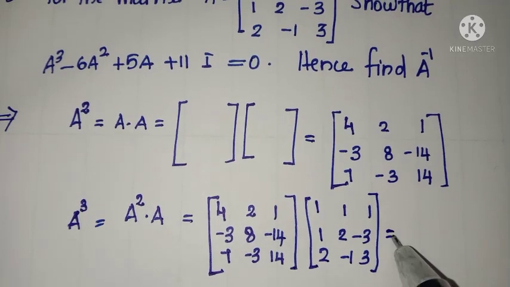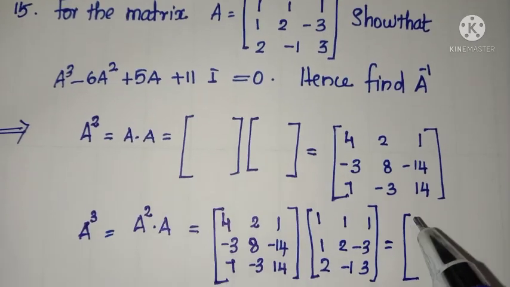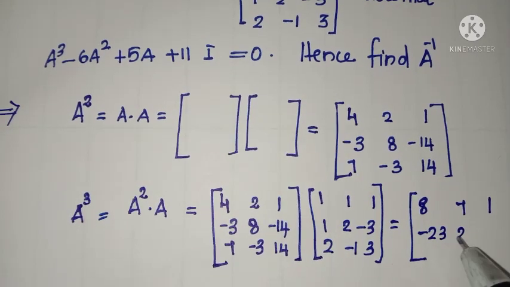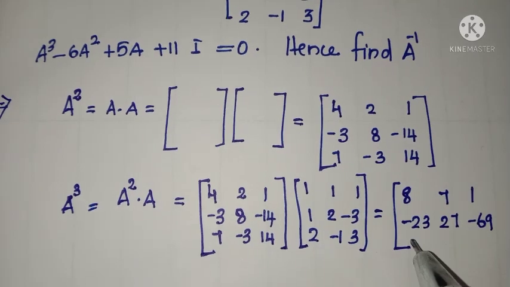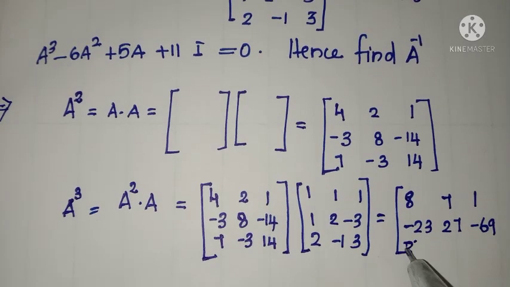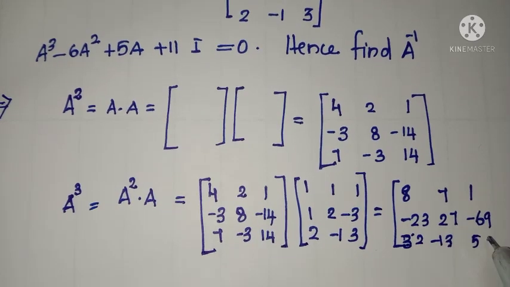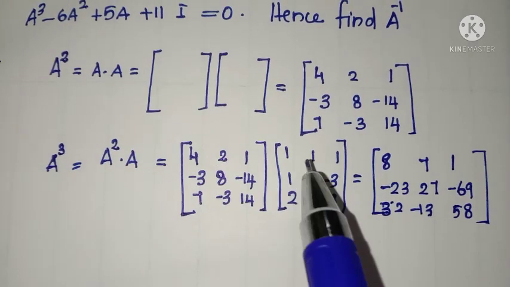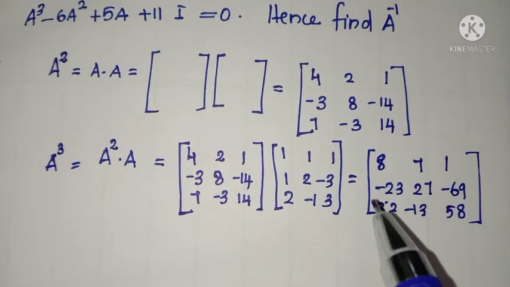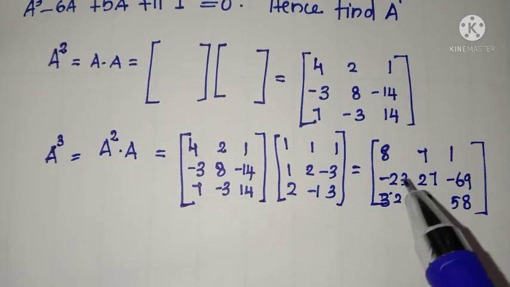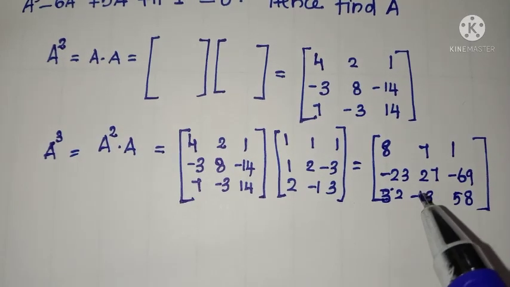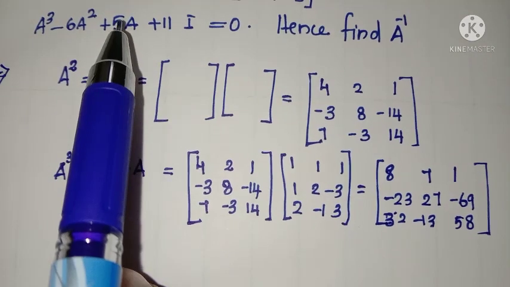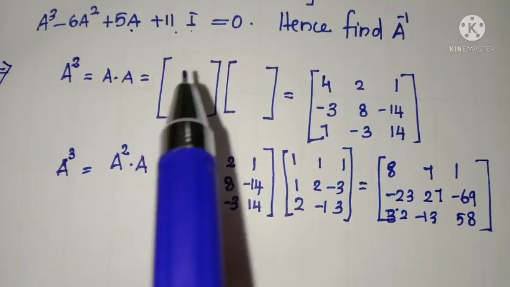Multiply these two matrices. We can see that A cube is equal to 8 7 1, minus 23 27 minus 69, 32 minus 13 58. I am not doing the matrix multiplication. You can see after multiplying, A cube is the given matrix. Similarly, we can find 5A as well as 11I.